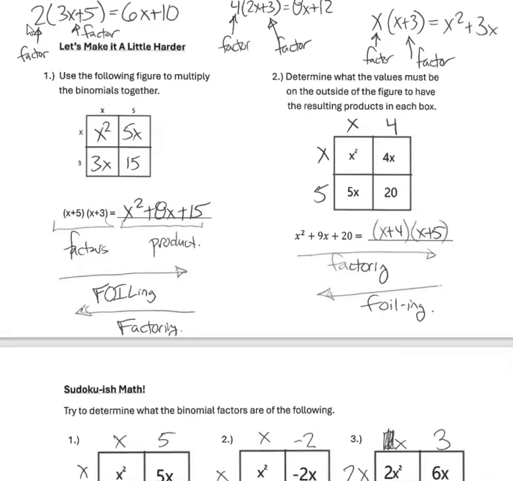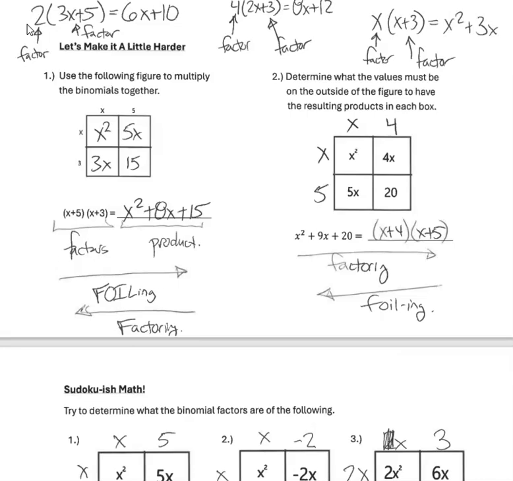So this first part here is you just going over and foiling, going in one direction. And then on the next one, I gave you the x squared, 4x, 5x, and 12, which comes out to be x squared plus 9x plus 20 when you combine those. And you have to figure out what are the binomials that multiply together to get that.